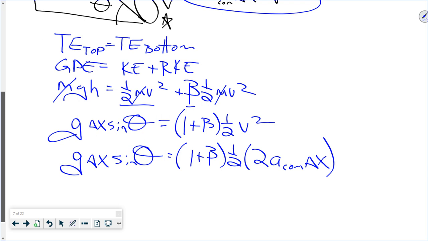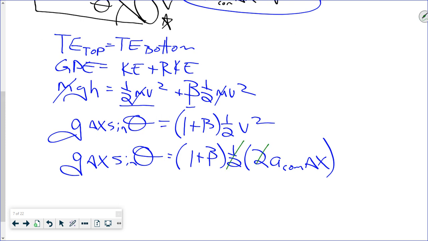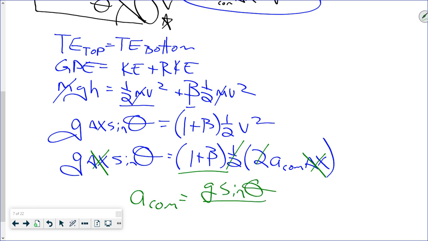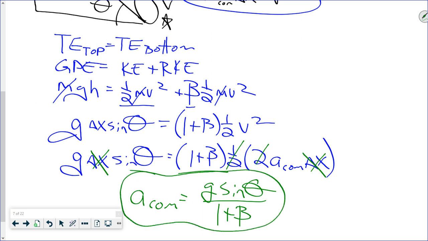So let's see. The 1/2 and the 2 cancel. The delta x and the delta x cancel. So if I divide both sides by 1 plus beta, I get the acceleration of my center of mass is g sine theta over 1 plus beta. All right, so there you go. That's the acceleration of an object smooth rolling down a hill.